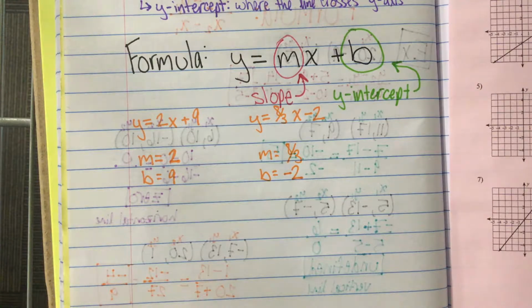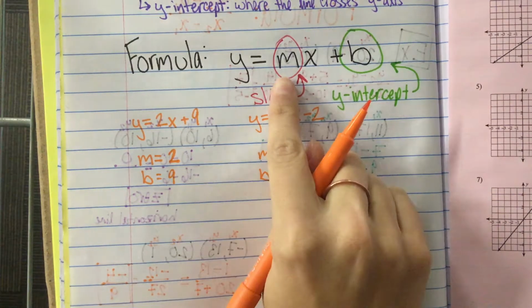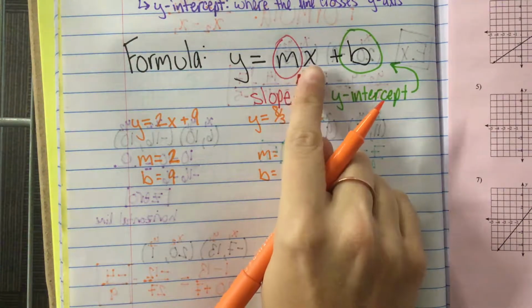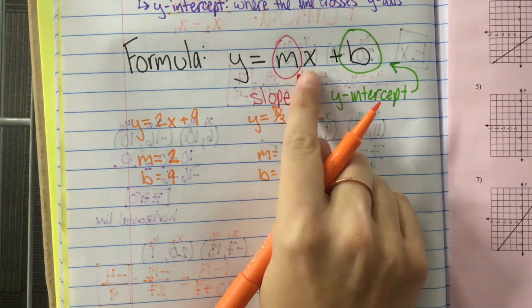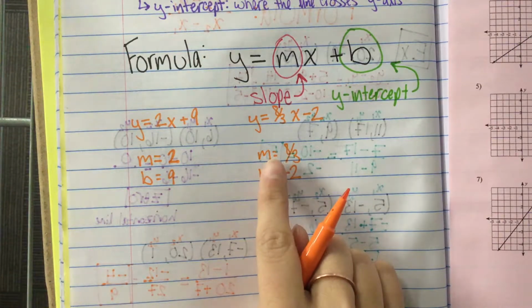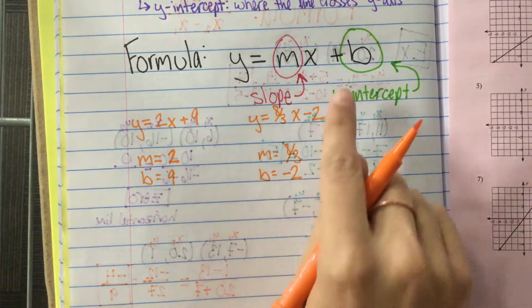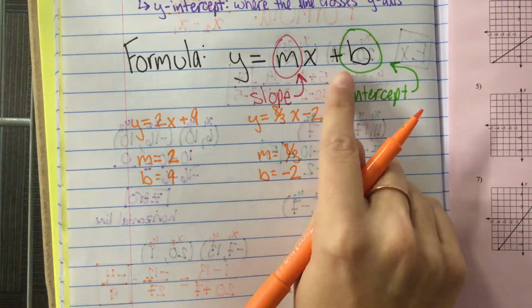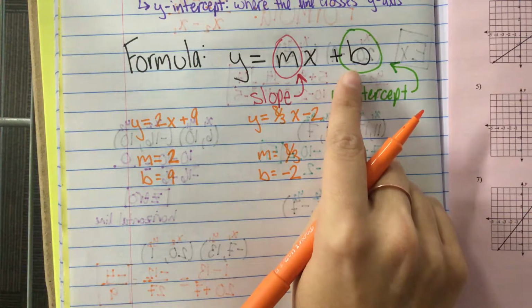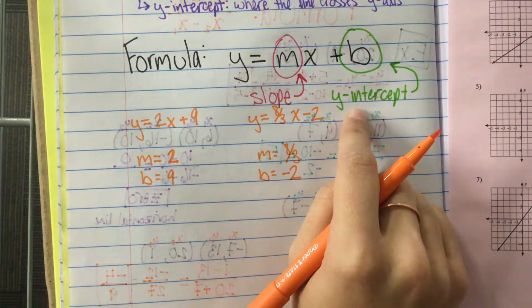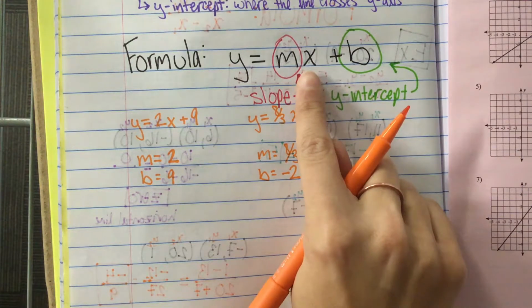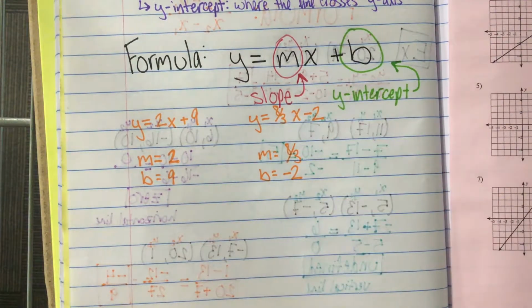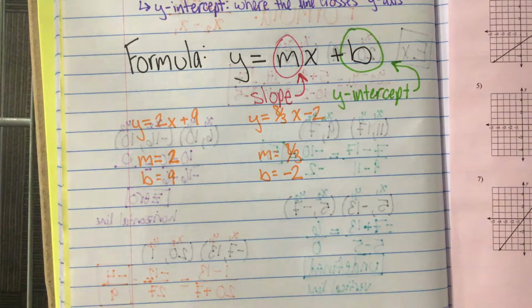Is the m equals the first number? Yeah, the number being multiplied by x, m times x, the number touching x is going to be your m value, slope. If it's being added, if it's your constant value, it's the y-intercept. Slope is the coefficient, y-intercept is your constant.